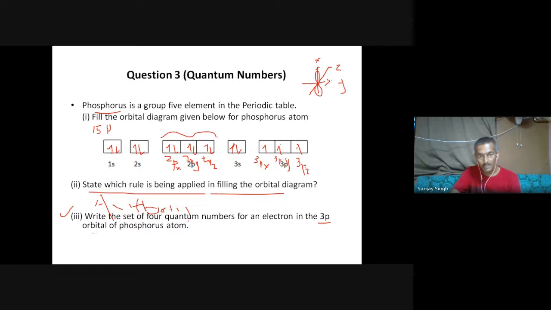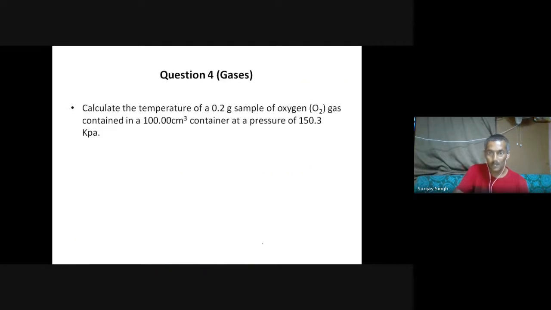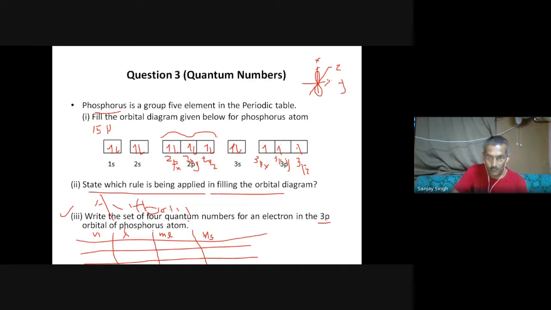And what are the 4 quantum numbers? Your n, the principal quantum number. Then comes your secondary quantum number, that's your l. Then comes your magnetic quantum number, ml. And then you have your very important one, and that's your spin quantum number, ms. Very good. Okay, so what we will do, we can write down the 4 quantum numbers for all of those so that you recall it. Okay, so we write it down for 3px here.